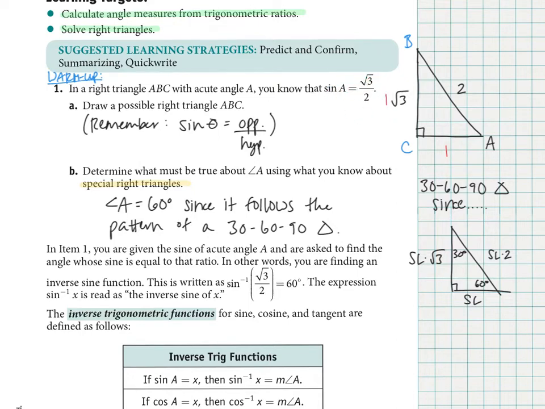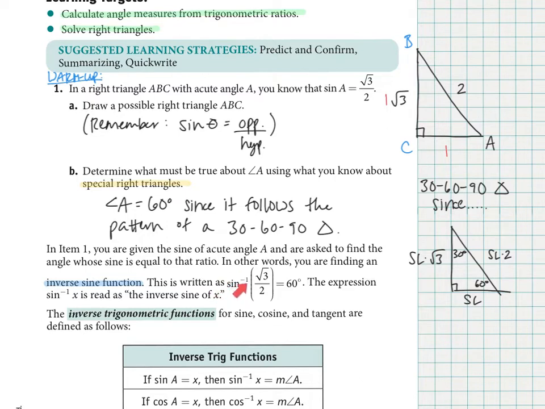So going back down to what we have below, this inverse sine function is what we're going to look at today. It says this is written as inverse of sine like this. Do you see how there's kind of this -1 there?